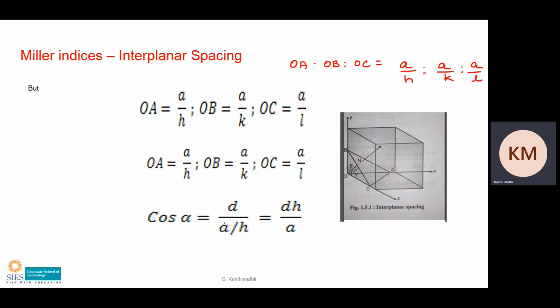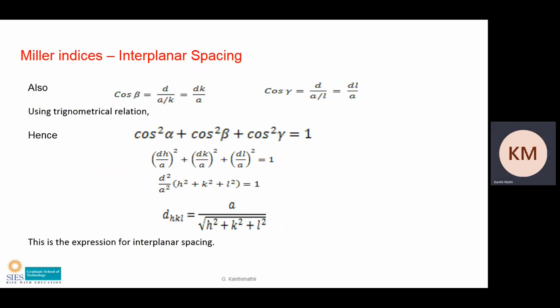Now I substitute the value of OA as A by H here. So cos alpha would become DH by A. Similarly, cos beta would become DK by A, and cos gamma would become DL by A. As I mentioned, we use the trigonometry relation, which is equal to 1. So cos square alpha is DH by A the whole square, cos square beta is DK by A the whole square, and cos square gamma is DL by A the whole square, which is equal to 1. So d is nothing but A by square root of h square plus k square plus l square. This is a very simple relationship connecting interplanar spacing and lattice constant.